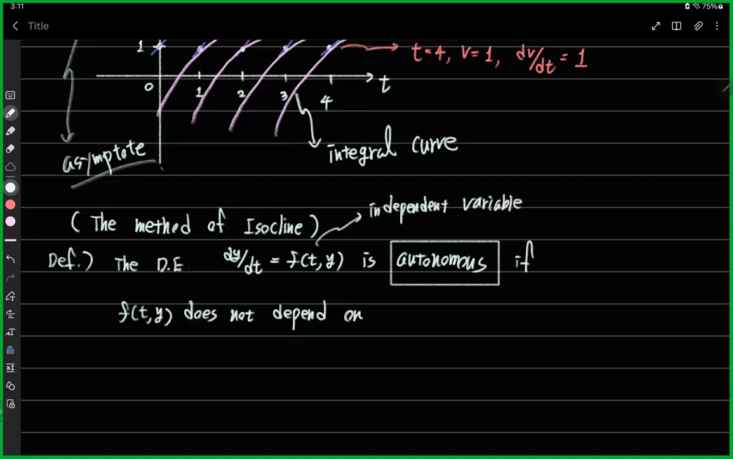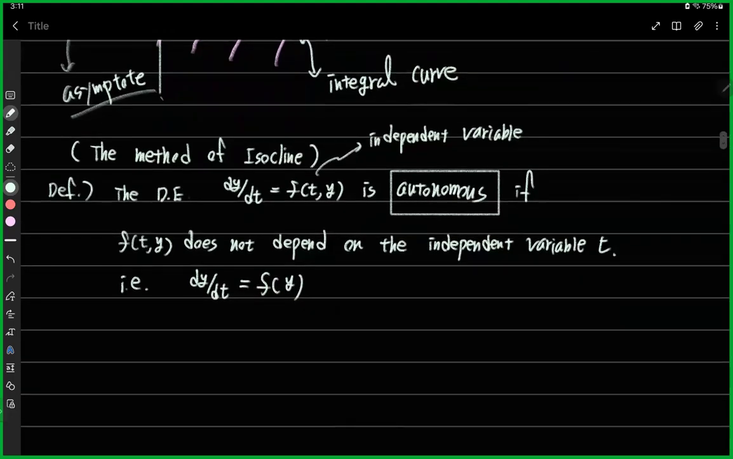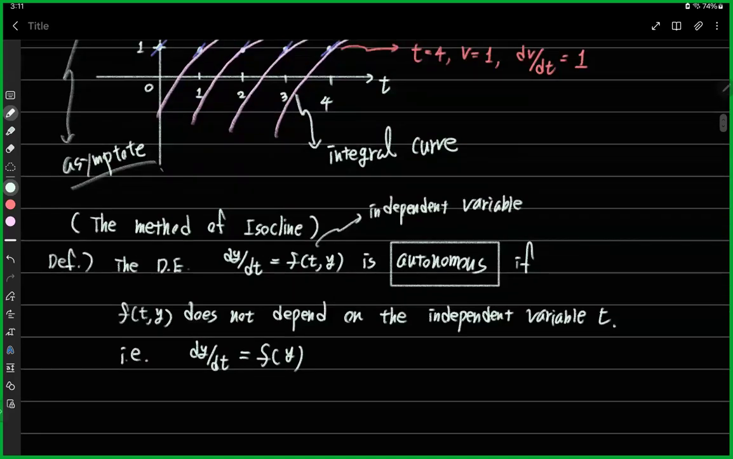Okay. If you read textbook sections 1.1 and 1.2 already, then you know about this, right? It does not depend on the independent variable t. So what does that mean? It means that dy/dt is just f of y. We already got an example of this one, autonomous.